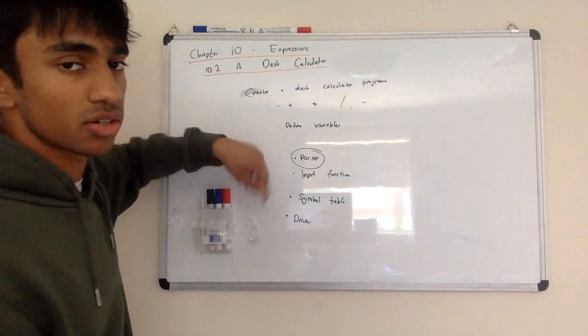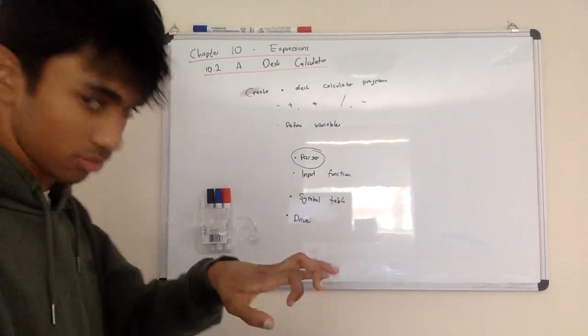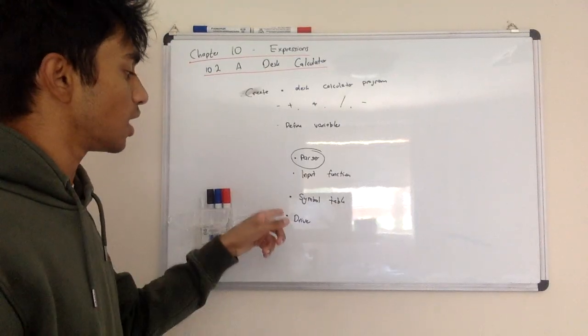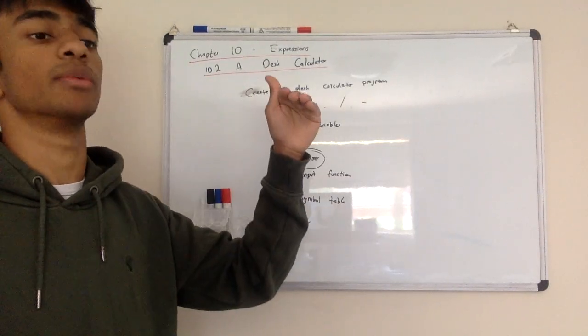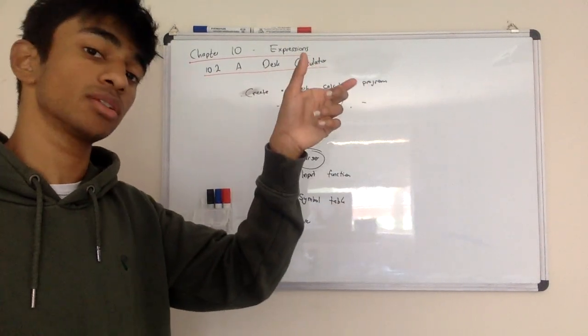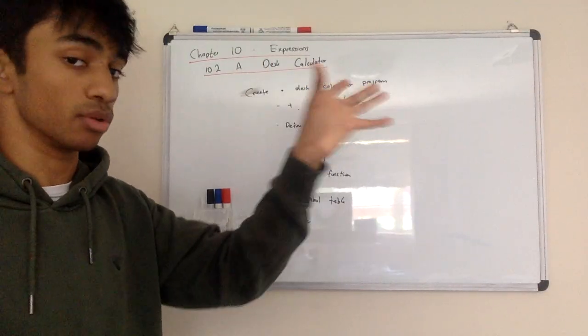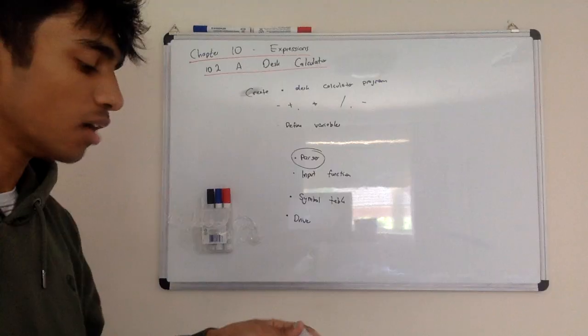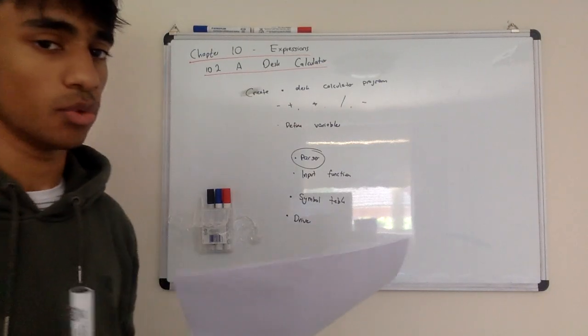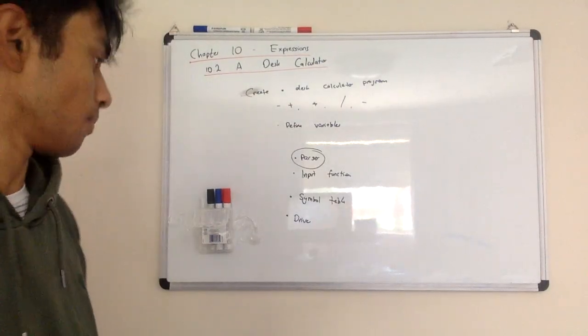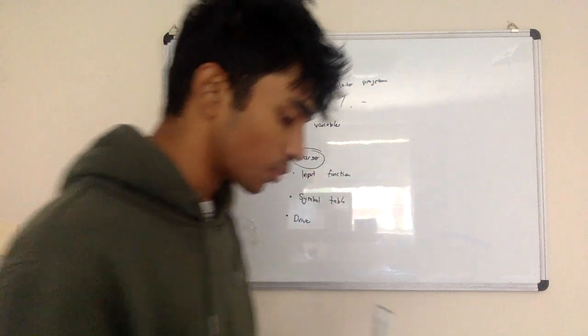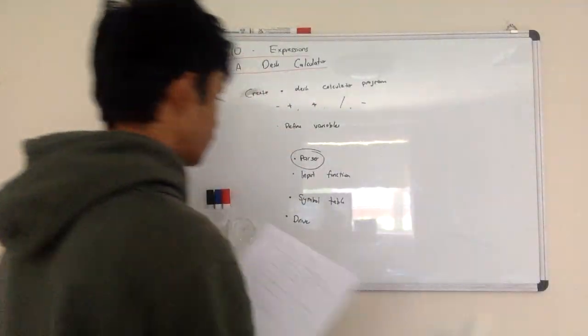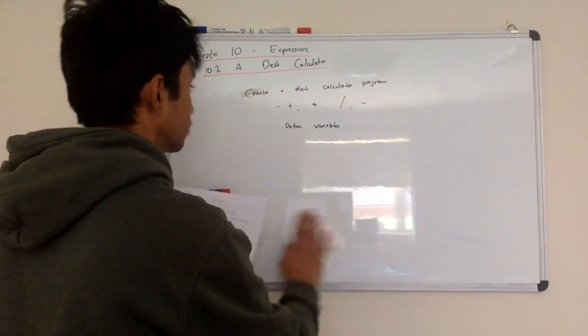The input function is just how we provide input, typing into standard input. The symbol table is how we're going to remember variable names and values like r or area. We're going to remember what those values are using a symbol table. And the driver, in our case, is going to be the main function, which lets us start the program. But the main thing we're going to be looking at is the parser and a little bit at the symbol table.